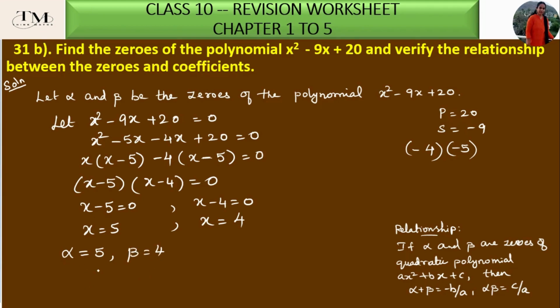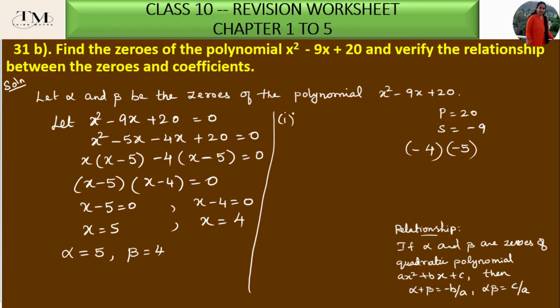You can take any alpha. So you can take alpha is equal to 4 and beta is equal to 5. The solution will not change. So we found the zeros of the polynomial. What is the next step? We have to verify the relationship. What is the relationship? Alpha plus beta.